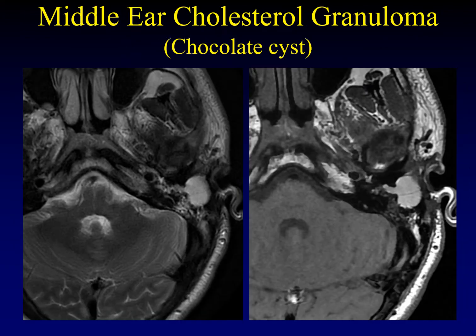While we're talking about conductive hearing loss, I will again mention middle ear cholesterol granuloma, clinically referred to as a chocolate cyst. This is a cholesterol granuloma that forms in the middle ear cavity, enlarges the middle ear, and gives it a more spherical configuration. The critical finding is bright signal on T1, bright signal on T2 in an expanded middle ear cavity, just as we talked about in the previous lecture.